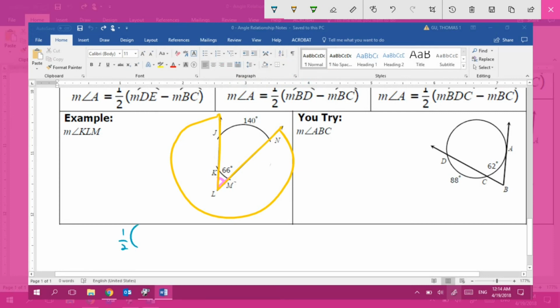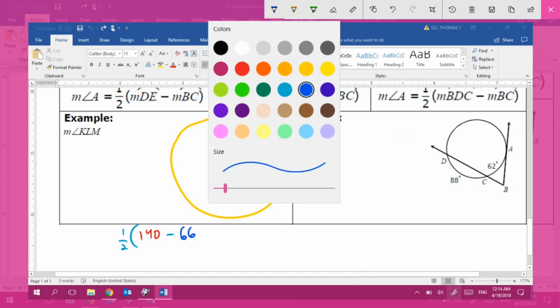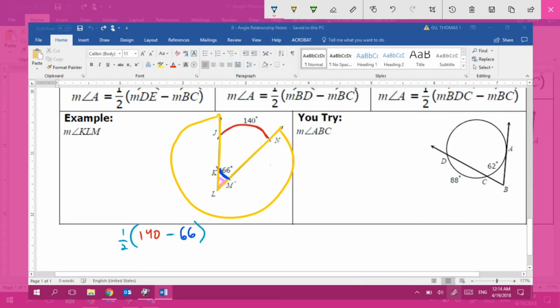So the formula to find this measure of angle KLM right there is going to be 1/2 times, take the big arc, which is over here now, you can see, 140, minus, where's the other arc? It's this small leftover section down here, which is 66. And so 140 minus 66 is 74. And just multiply that by 1/2. And that gives you 37. And your answer is in degrees because we're looking for a measure of an angle. So the answer is 37 degrees.